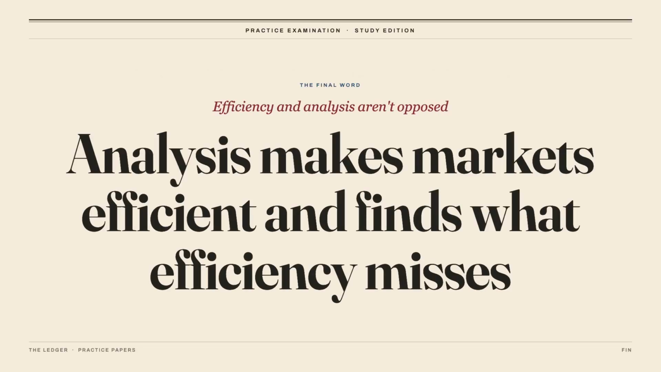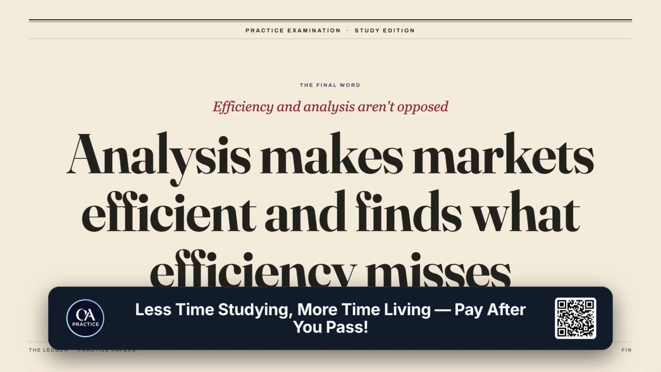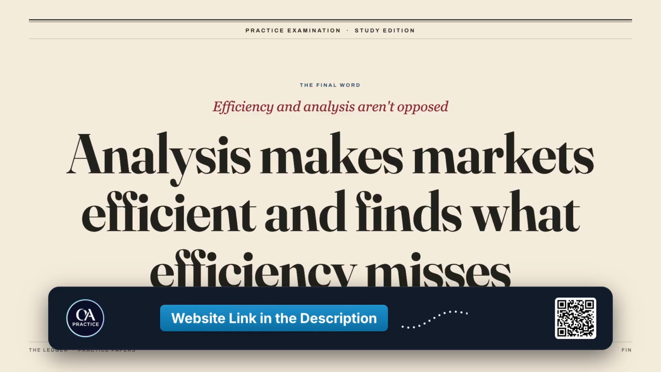Market efficiency and financial statement analysis are compatible, not opposed. The framework earns its keep by sustaining efficiency, finding the gaps it misses, and serving countless decisions that were never about beating the stock market.